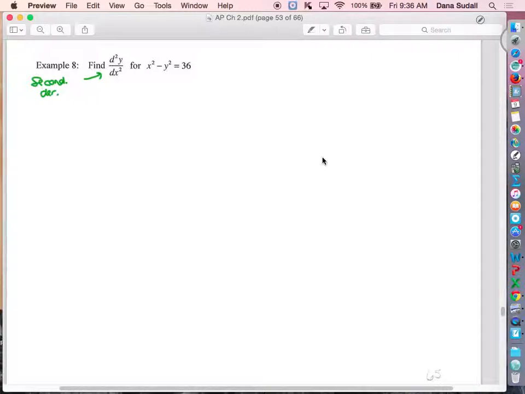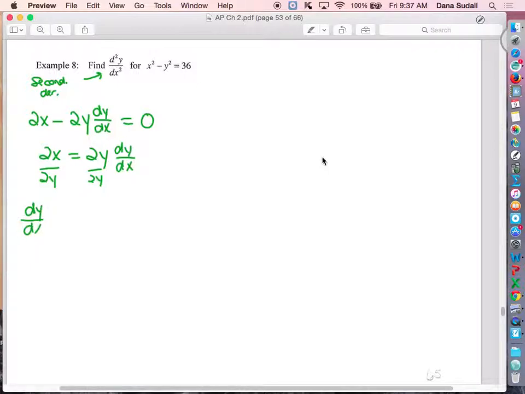So the derivative of x squared would be 2x. The derivative of y squared would be 2y. I just took the derivative of something not x, so I need dy over dx with it. And the derivative of 36 is 0. And I'm going to get that dy over dx by itself. I'm going to put this 2y on the right side. And then if I divide both sides by 2y, I'm going to have my derivative dy over dx. These 2's will cancel. I'll have x over y. So there's my first derivative.